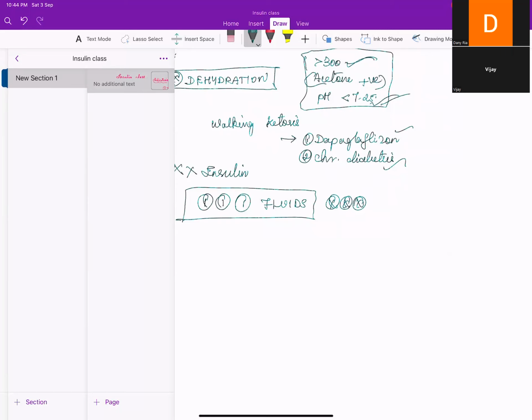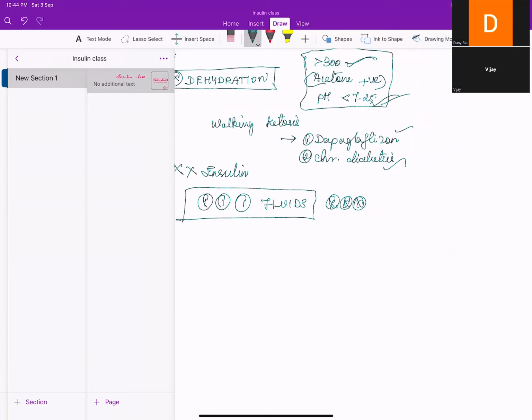When I was a PG, whenever I saw a sugar of 450, DKA, acetone positivity, pH of 7.1, everyone was tempted to give insulin. But my assistant professor came and told one thing: only fluids are important. From then on, we gave only fluids to the patient. Even during the COVID crisis, there were times when insulin was not available, and only fluids were given and the patient was managed.